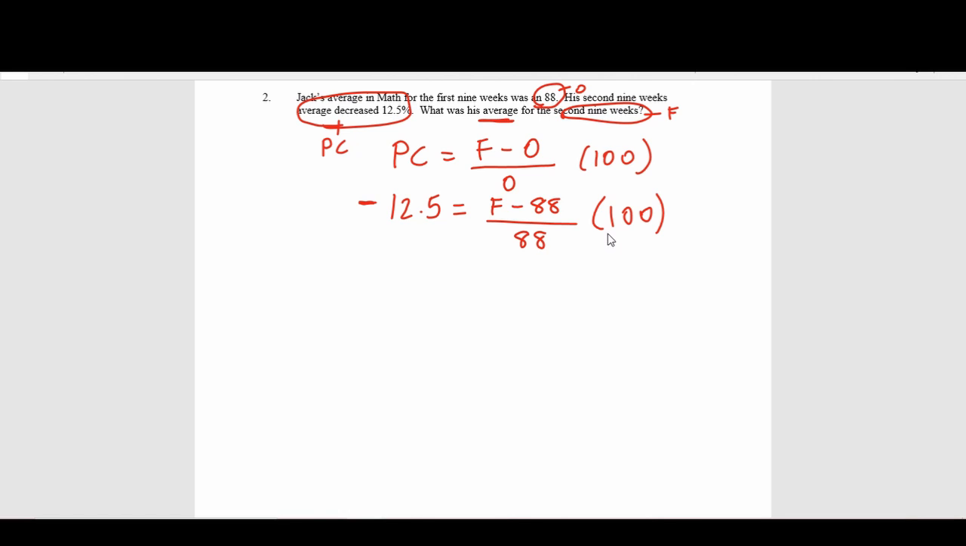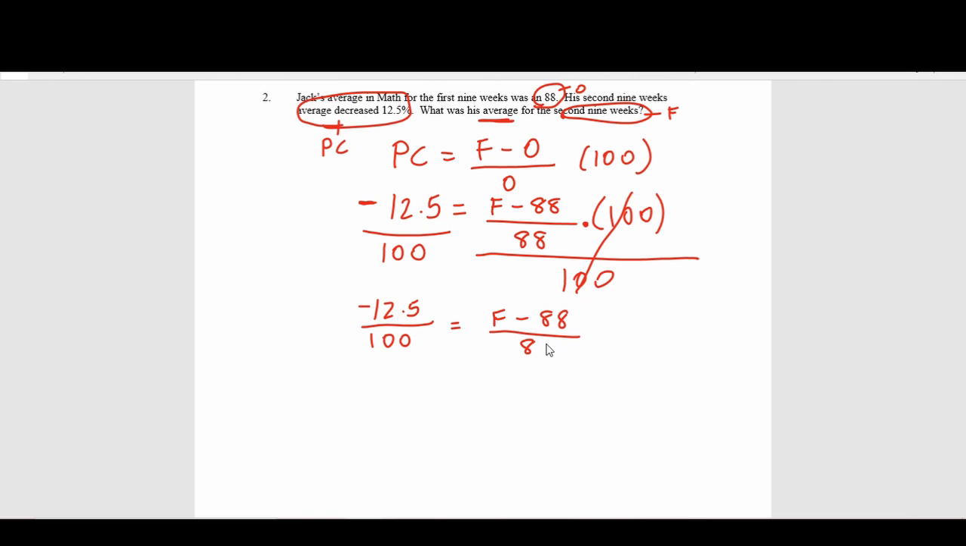So you might be saying to yourself, what do I do at this point? Well, we're trying to solve for F. And to do that, we have to get rid of this 100. The first thing I'm going to do is the opposite of this. This is multiplied by 100. So I'm going to divide everything by 100 here. So this is going to cross out there. When I do something to one side, I have to do it to the other side. So I'm going to divide that by 100 as well. So that looks like this. Let me clean this up a little bit. We have negative 12.5 over 100 equals F, final amount, minus 88 over 88.